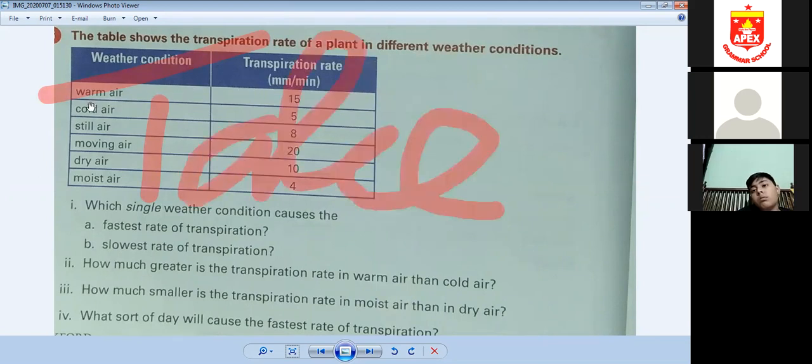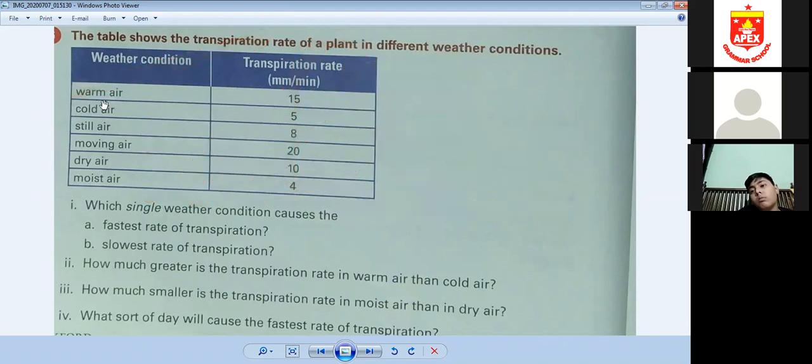So, first is warm air. Transpiration is 15 millimeters in 1 minute. If there is cold air, transpiration begins to slow, 5 millimeters per minute. If there is still air, transpiration will be 8 millimeters per minute. If it is moving air, its rate will be 20 millimeters per minute. If there is dry air, its rate will be 10 millimeters per minute.